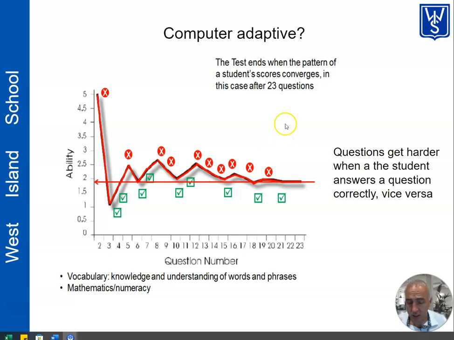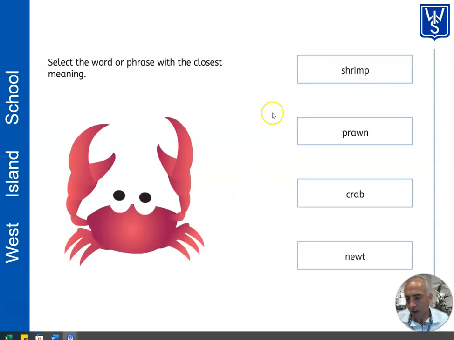It's an adaptive test, so once the students get a question correct, the questions get harder, and they keep getting harder when the students get questions correct. There are thousands of questions in the data bank, and when the student starts getting questions wrong, and then a few right, a few wrong, it converges on a number the algorithm is happy with, and the program stops.